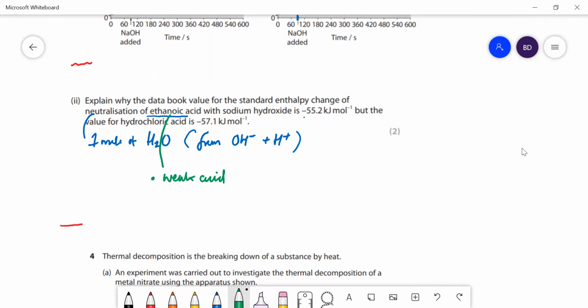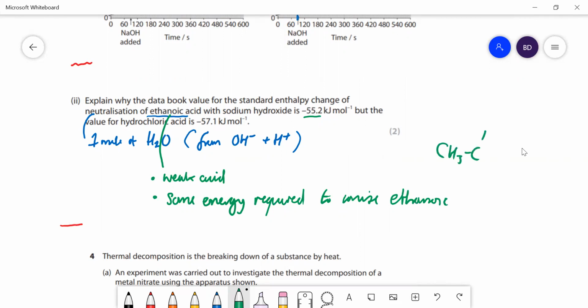And why should we get less energy out? Well, it's because some energy is required to ionize the ethanoic acid. So most of the ethanoic acid is not going to be ionized. It will be like that, won't it? It's a weak acid. And the process of losing a proton and becoming that ion is endothermic. You need a bit of energy to do that. So that's why you get less energy out for the weak acid than for the strong acid.